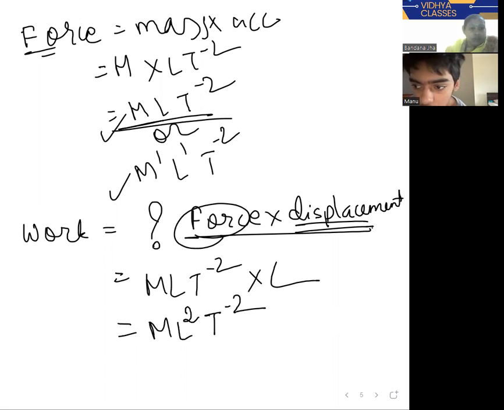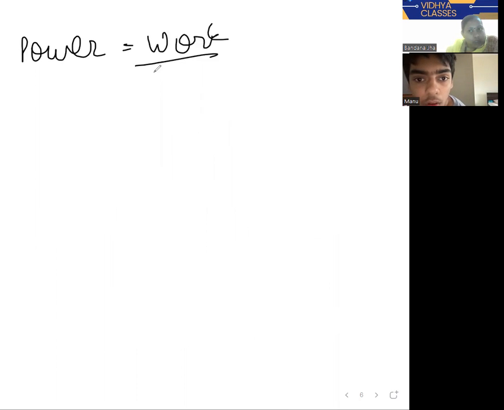Understood how to find it out? Yes. So the dimensional unit of work means what? M L to the power 2, T to the power minus 2. Okay. Now find out for the power. I am giving you the formula. Power is equal to work upon time. You know the dimensional unit of work, so just find out the time. Fast. Yes. Within no seconds.